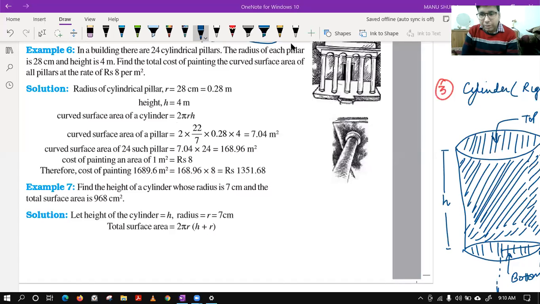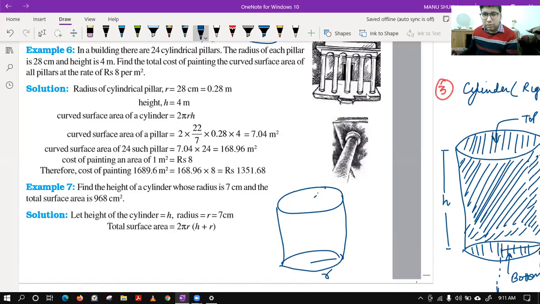Okay. Example number 6. In a building there are 24 cylindrical pillars. In the parliament also we are having these kind of pillars. The radius of each pillar is 28 centimeters. So you have to make one cylinder just to understand the concept. This is your one cylinder.